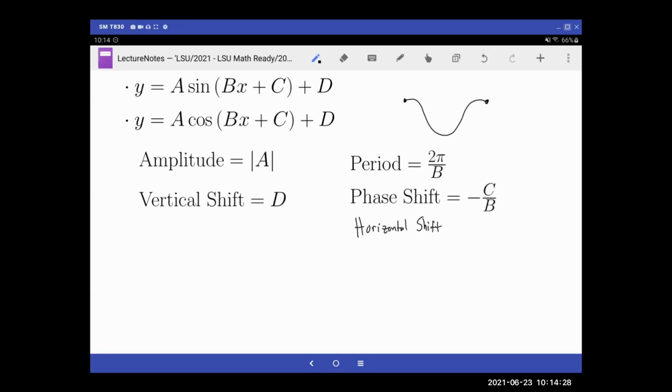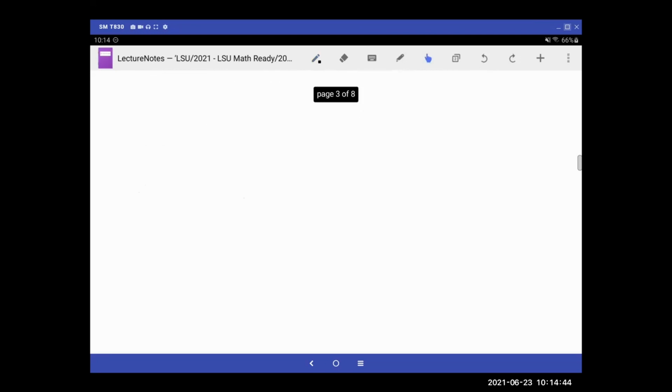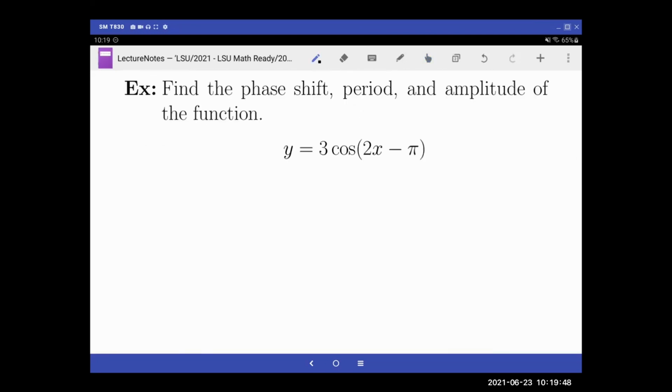Each point moves over by a factor of whatever this is, right? So -c over b. So negative whatever this number is divided by that number. That'll move it over to the right or to the left. Okay, let's do some problems here.